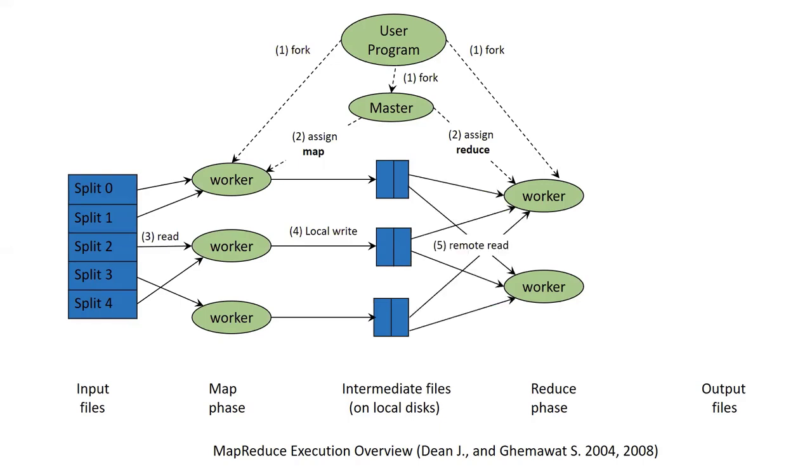Reduce workers read the buffered data from the local disks of the map workers. When a reduce worker has read all intermediate data for its partition, it sorts it by the intermediate keys so that all occurrences of the same key are grouped together. The reduce worker iterates over the sorted intermediate data, and for each unique intermediate key encountered, it passes the key and the corresponding set of intermediate values to the user's reduce function. The output of the reduce function is appended to a final output file.